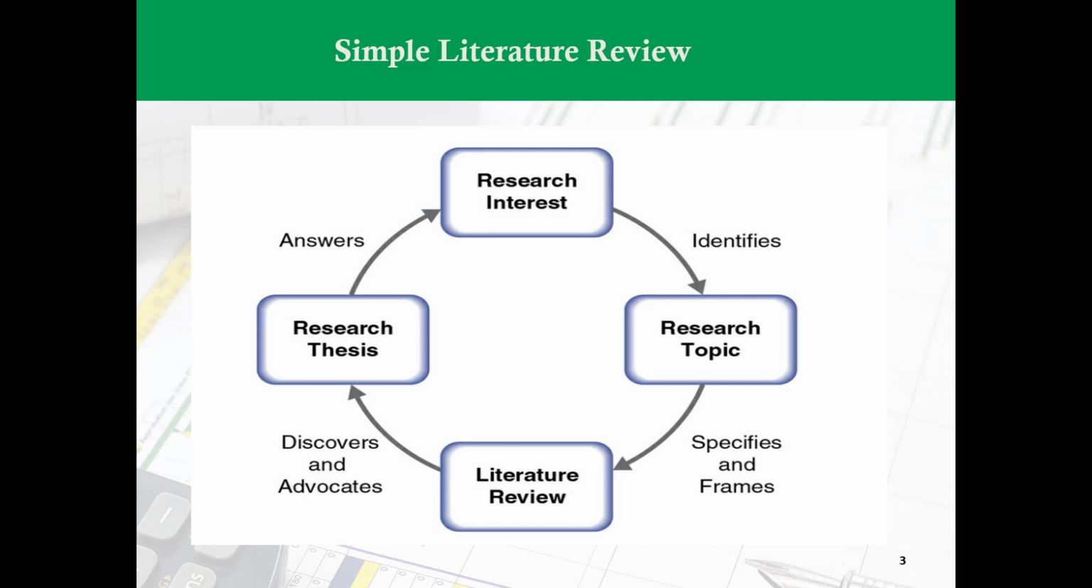The simple literature review begins by selecting and identifying a research interest for inquiry. This is the preliminary study question. As you proceed, you will narrow and refine this interest into a research topic, based on an initial exploration of the literature. The research topic must be a clear and concise statement that defines and describes what will be researched. Its definition identifies and frames the scope of the literature review.